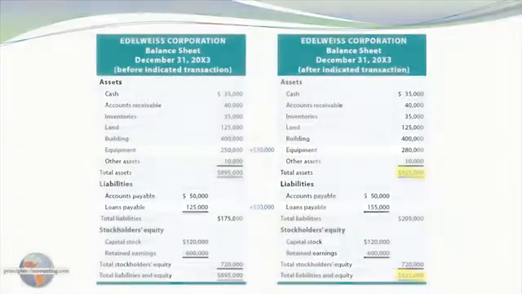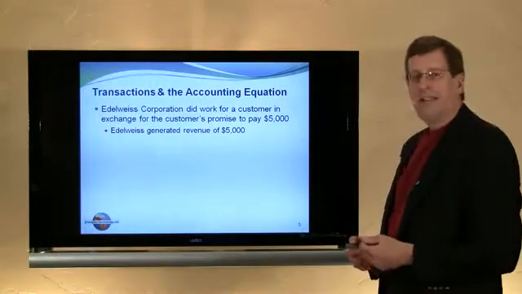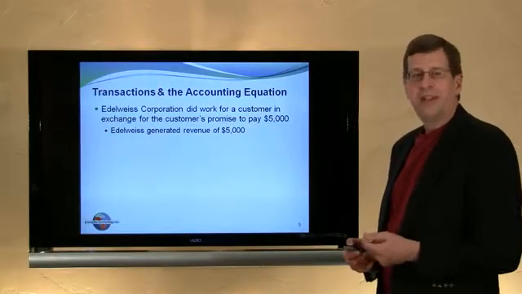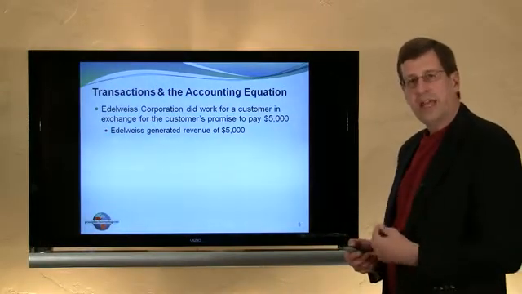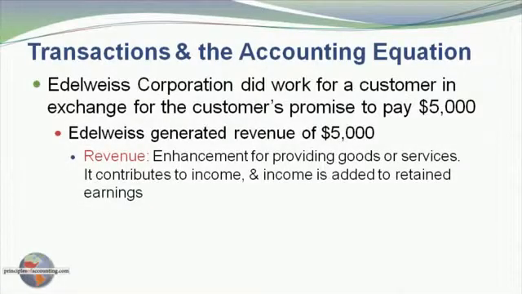The equality was maintained. Now, Edelweiss Corporation did work for a customer in exchange for the customer's promise to pay $5,000 at a later date. In this case, we say that Edelweiss has generated revenues of $5,000. Revenues are the enhancements or inflows from providing goods and services to customers. Revenues contribute to income. Income contributes to retained earnings, part of stockholders' equity.